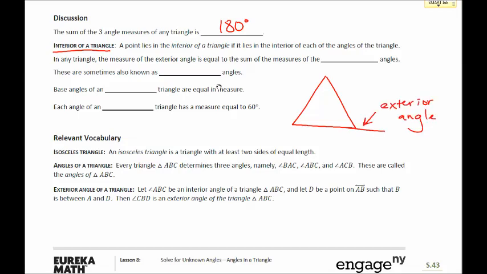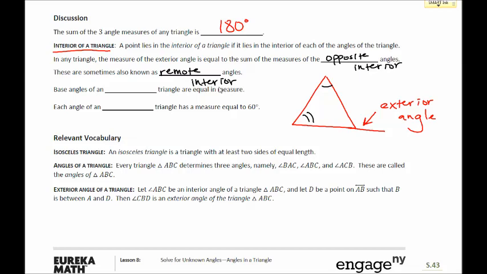And something you should have learned in previous math classes is that the exterior angle is equal to the sum of the measures of the opposite interior angles. Meaning this angle and this angle added together are equal to the exterior angle. These angles are also known as remote interior angles.